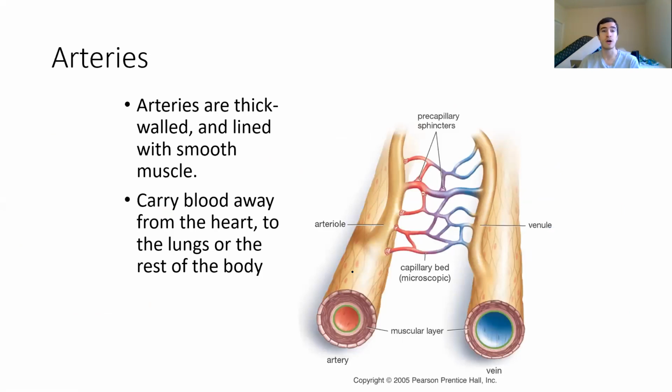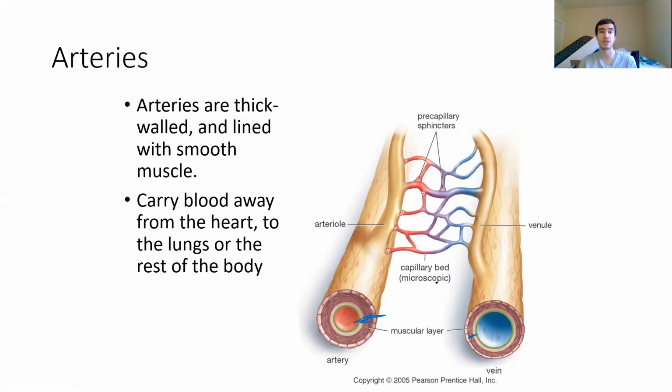So our arteries are, again, going away from the heart. They're either going into the lungs or into all the different cells in our bodies. They're lined with smooth muscle because the pressure coming out of the left side of the heart is a pretty good amount of pressure. So these arteries have to control the blood flow through that pressure. They have a little bit more muscle on them than the veins do.